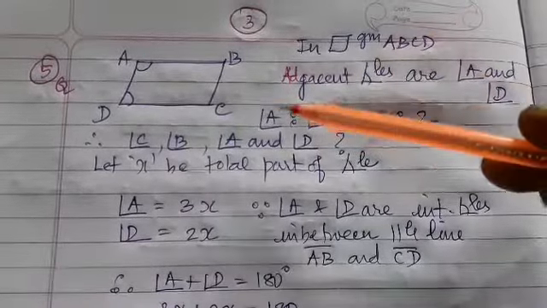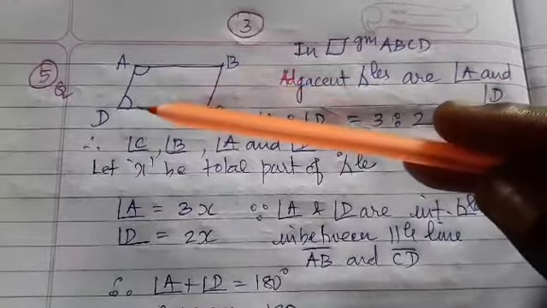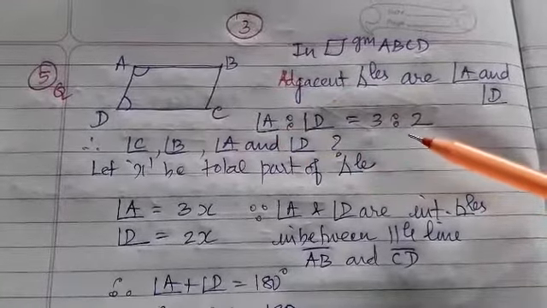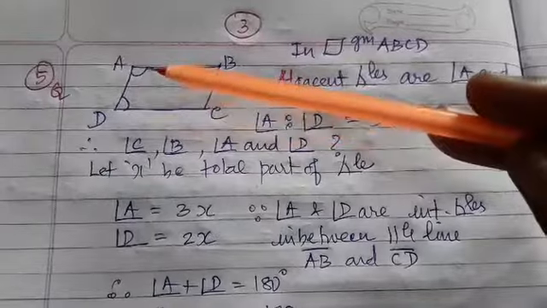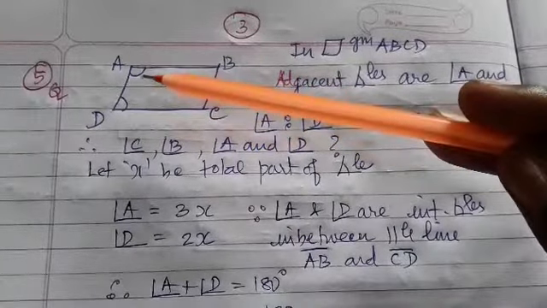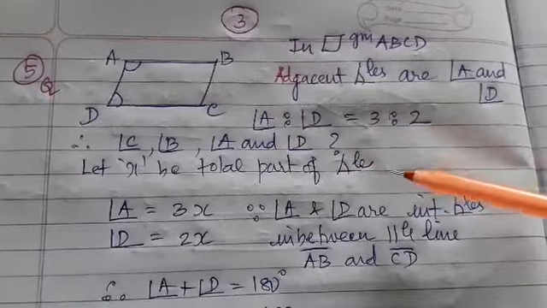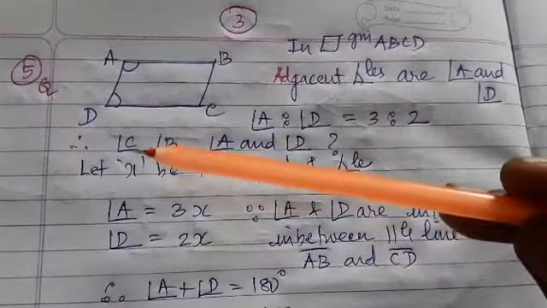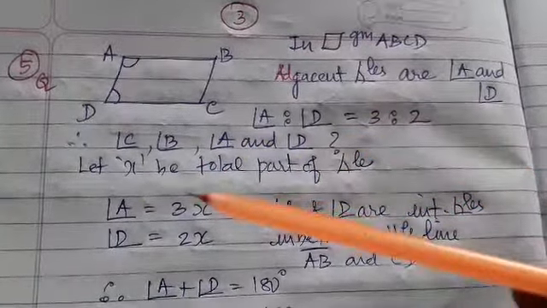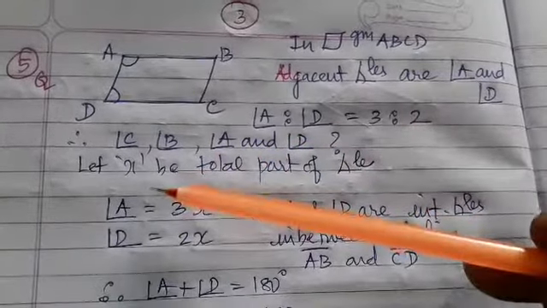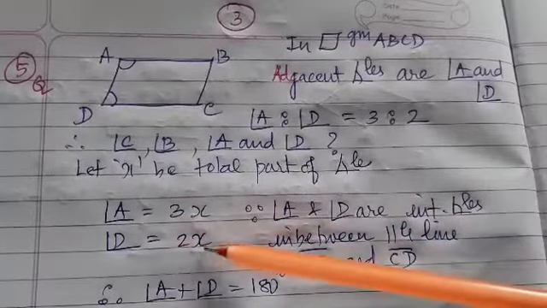In the fifth question, what they are saying: ABCD is a parallelogram. Angle A and angle D are in the ratio 3:2. Angle A and the adjacent angle D are adjacent angles. The adjacent angles A and D in our figure are in the ratio 3:2. Find the other angles also, they are asking. So we need to find angle C, angle B, angle A, angle D in degrees. We will take it as it is given in the ratio. Let us take x as the part of the angle. So A is 3 parts of x, D is 2 parts of x.